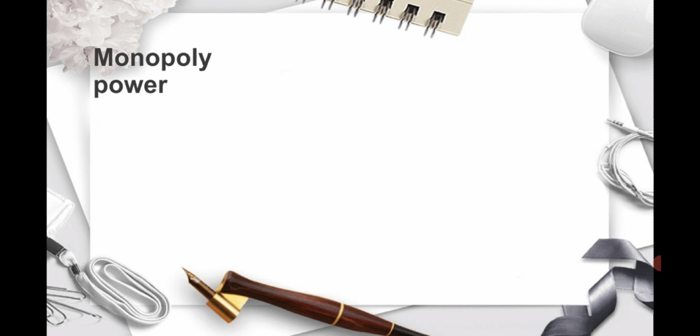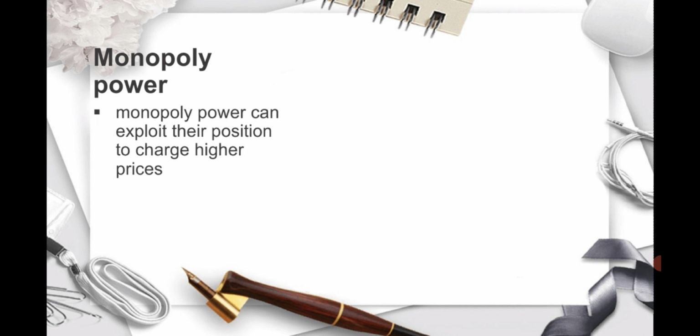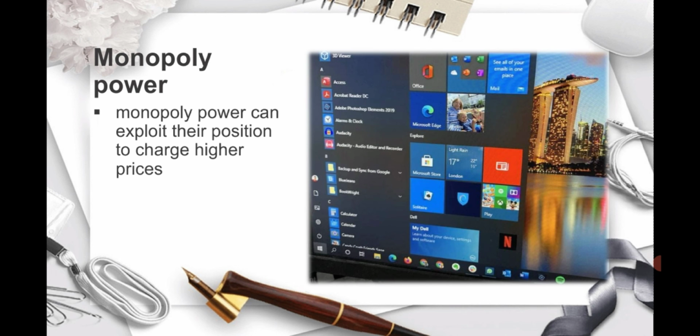First is monopoly power. Monopoly is a firm that is the sole seller of its product and where there are no close substitutes. The bad side of this is that monopoly power can exploit this position to charge higher prices. For example, Microsoft and Windows. Since the firm is the only seller, they can charge high prices to those who purchase the products.